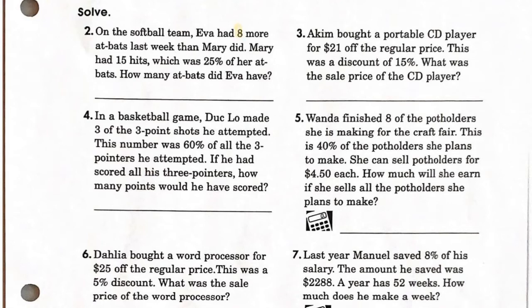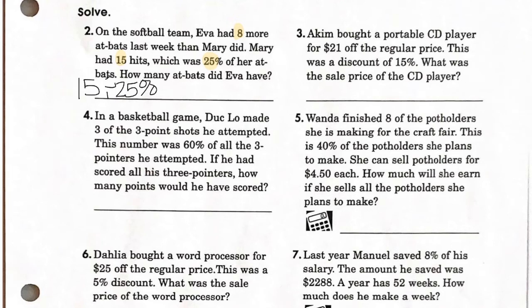So in the first problem, on the softball team, Eva had 8 more at-bats last week than Mary did. Mary had 15 hits, which was 25% of her at-bats. How many at-bats did Eva have? So we want to know how many bats Eva had. So when I switch over here, we're going to take 15 because that's Mary's, and then we're going to divide that by 25%.